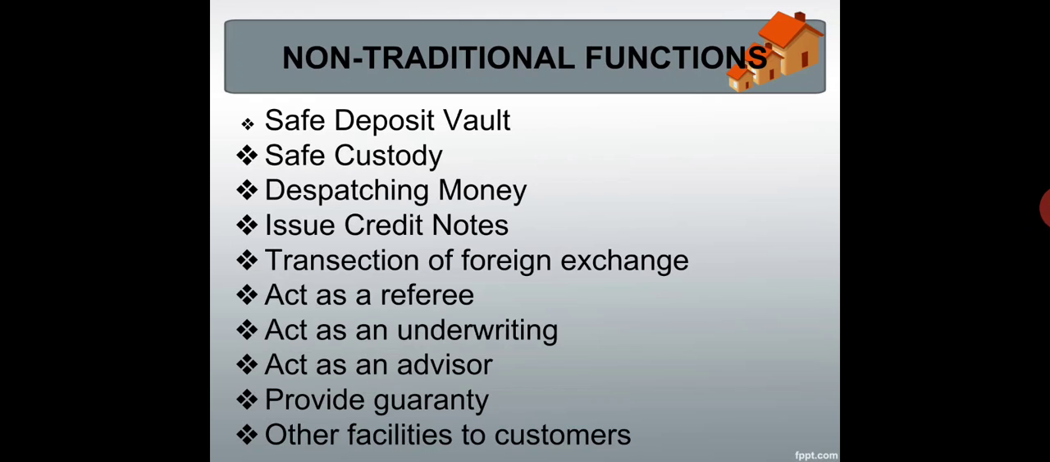Then after, act as a referee, act as an underwriter, act as an advisor, and provides guarantee at the time of payments to the other party and other facilities to their customers. So these are the main functions of commercial bank, that is divided into traditional and non-traditional functions. I hope you all are clear about it.